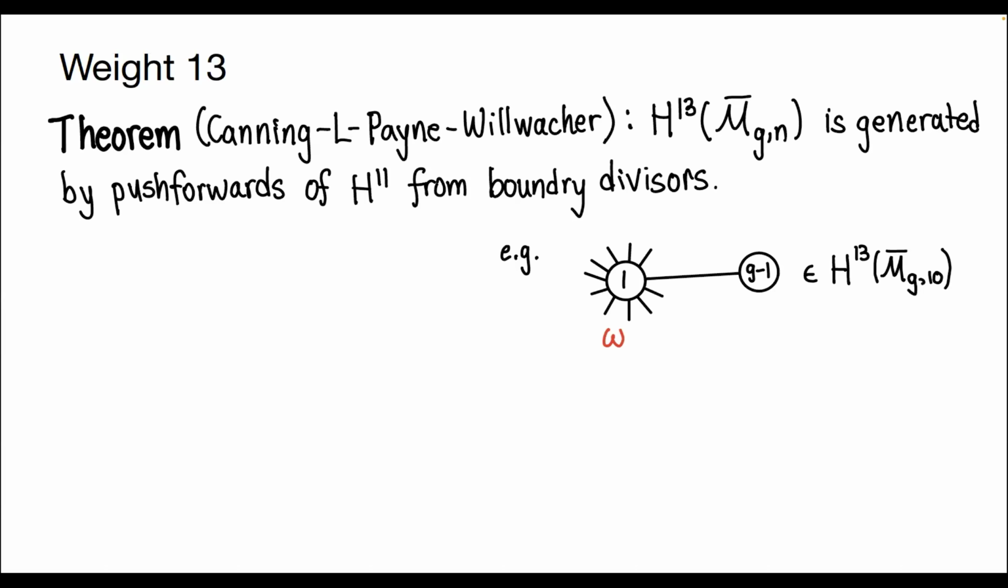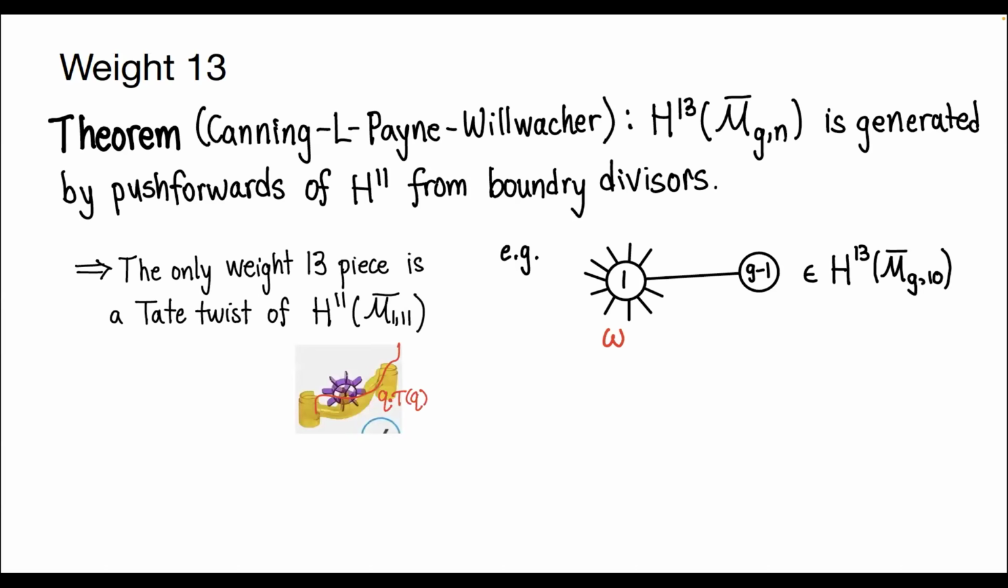So this implies in particular that the only weight 13 pieces that we see in the cohomology of NGN bar and NGN are Tate twists of our H11 and 111 bar. And since we understand H13 so well, we also know all of the relations among these decorated graph generators, and we know it as an SN representation.